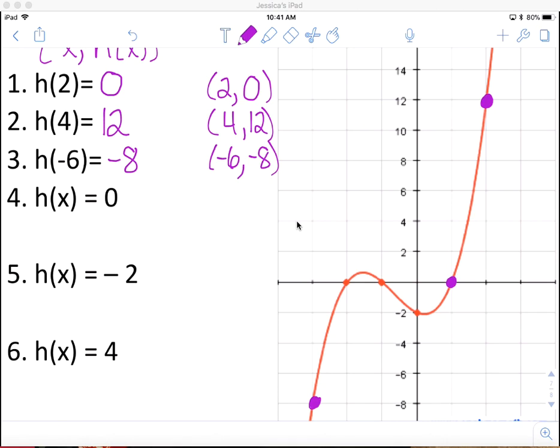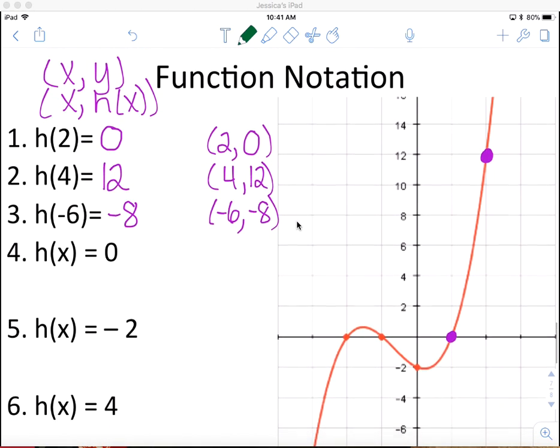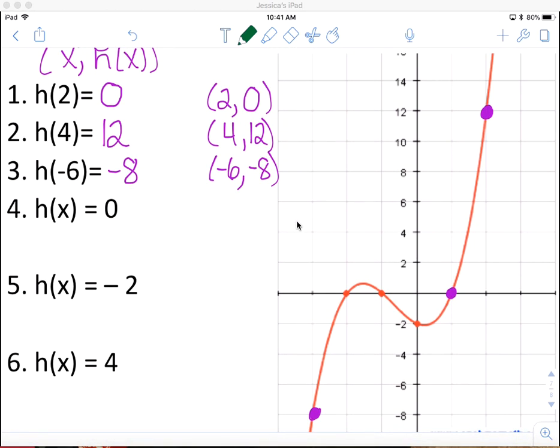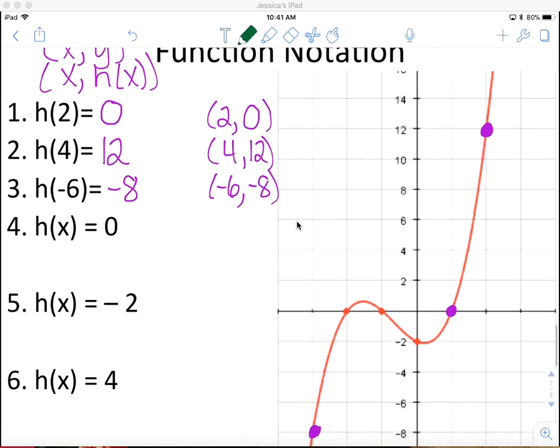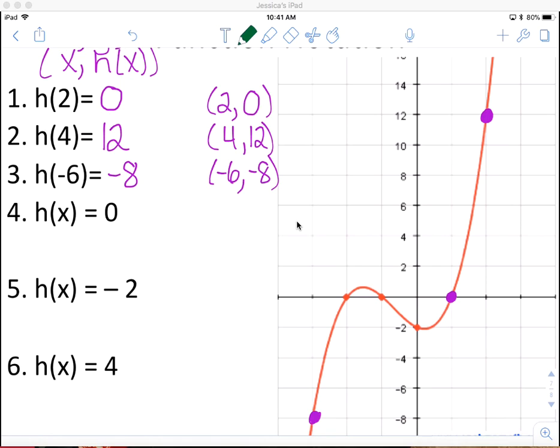Number 4 switches gears a little bit. Number 4, instead of giving us the input, has now given us the output. Since 0 is not in the parentheses, it is out of the parentheses, we now have our output. So this first one says h of x equals 0. In other words, we're trying to figure out what x is when y is 0.